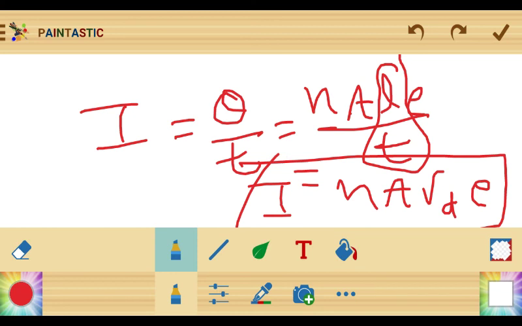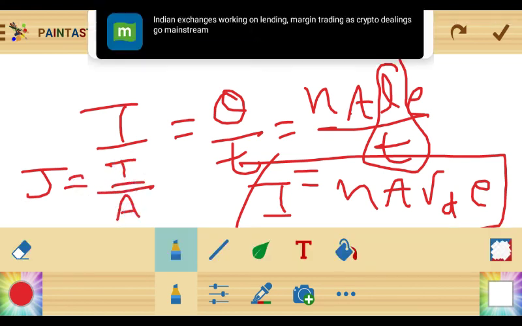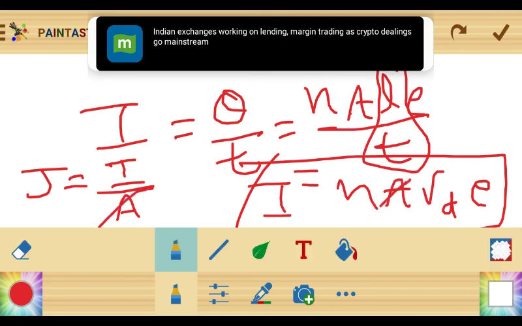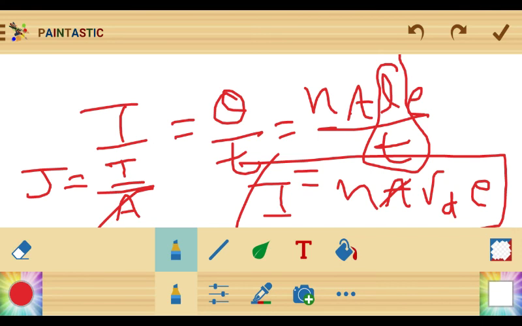Further, for current per unit area, the current density, J is equal to I upon A, where A is the surface area. So you simply cancel out this A, and it is n e Vd. So I is proportional to Vd, where n is the number density and Vd is the drift velocity. So current is proportional to drift velocity.